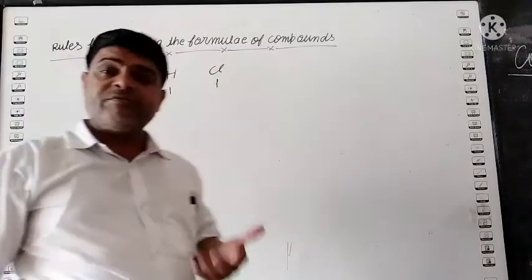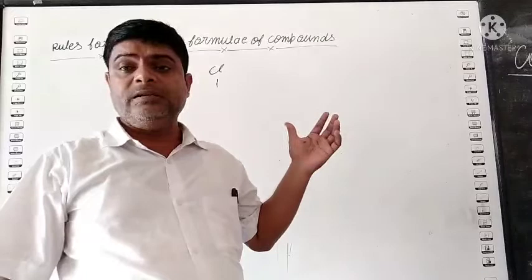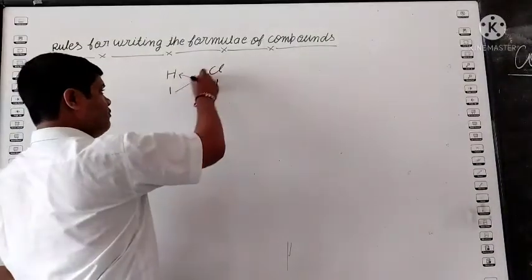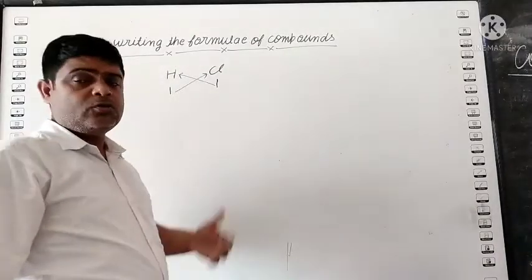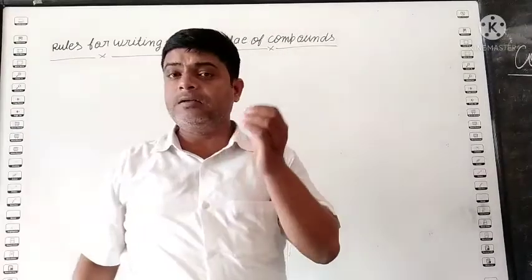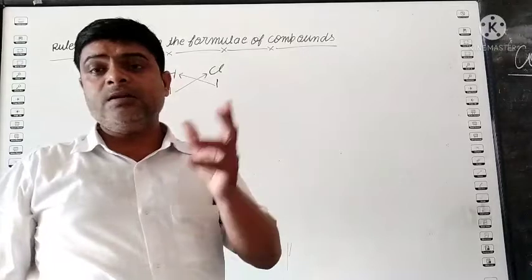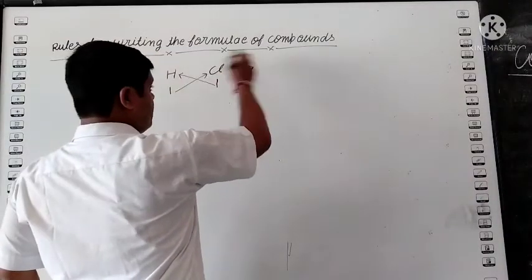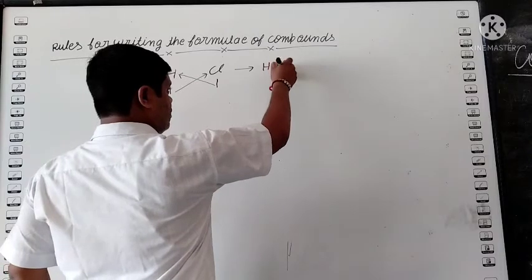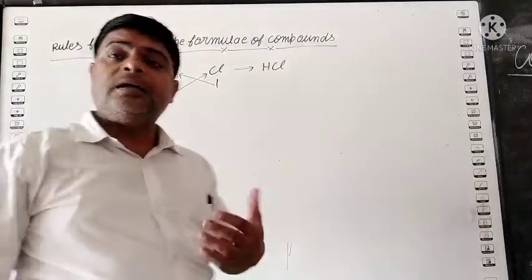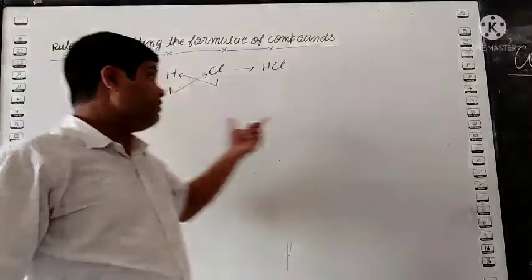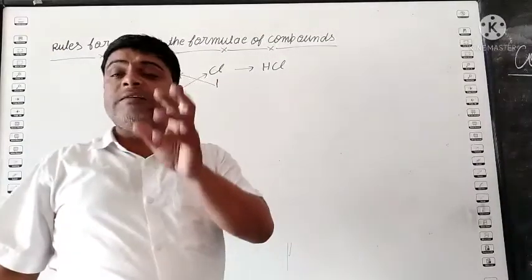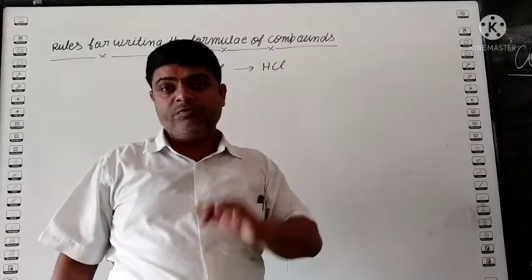After that, we interchange their valencies, meaning 1 multiplied with hydrogen and 1 multiplied with chlorine. You know students, in mathematics, any number multiplied by 1 keeps the same value. So there is HCl, hydrogen chloride. And the other thing is that if their valencies or charges are different, and if they are divisible by any common number, then we divide it.